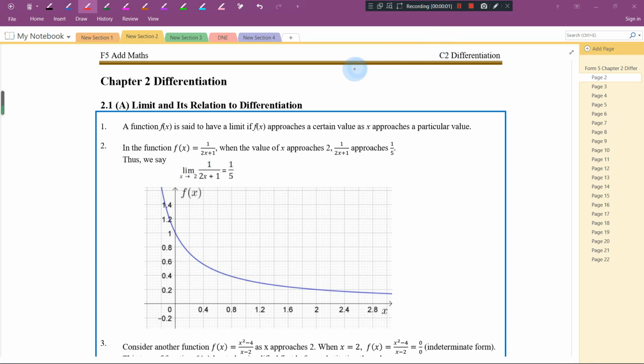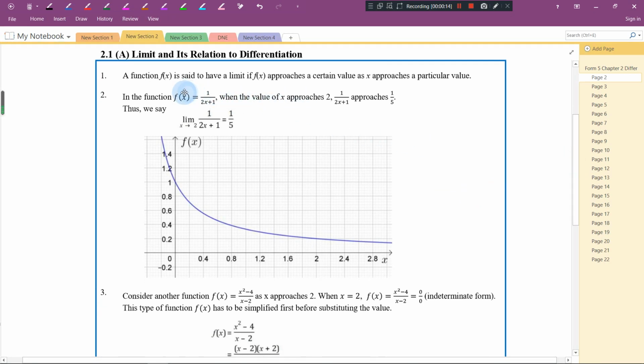Hi everybody, this is the first video of this second chapter, differentiation. In this video, I will be talking about how to find the limits of a function as x approaches a finite number. Okay, now let's look at this graph.